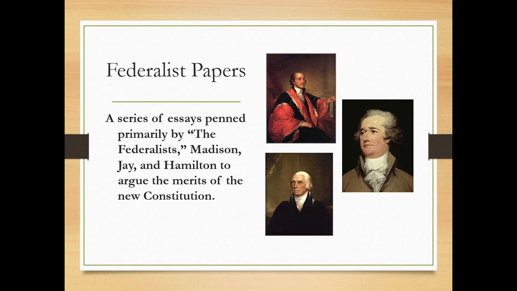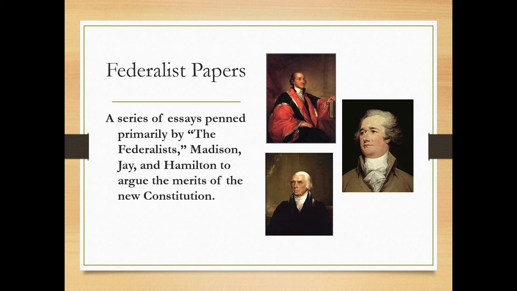The Federalist Papers actually came after the Anti-Federalist Papers. The Federalists were John Jay, Alexander Hamilton, and James Madison. James Madison wrote the lion's share of the Federalist Papers. But it was actually in response to a series of essays that were already being penned by Patrick Henry, Samuel Adams, Melancton Smith, the Anti-Federalists.